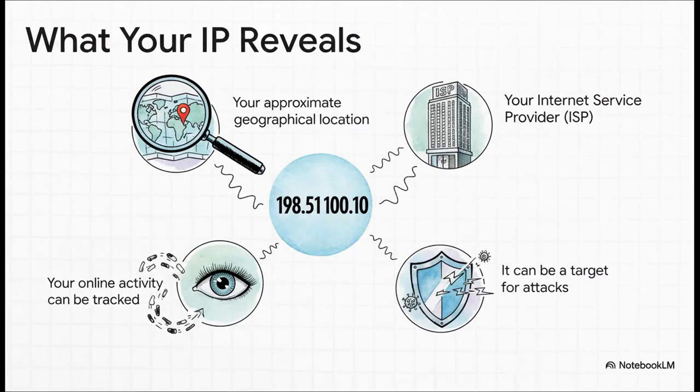So what kind of information are we talking about? Well, for starters, your IP address can give away your approximate location. Not your house, but definitely your city or region. It also tells anyone who looks what internet company you use. And that data can be pieced together by websites and advertisers to track what you do online. And yeah, in the worst case scenarios, it can be the target for hackers trying to send malicious traffic your way.